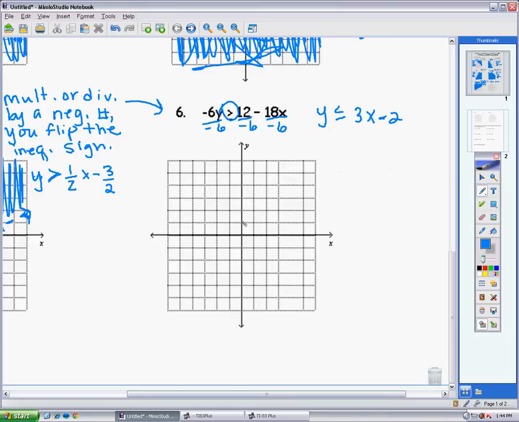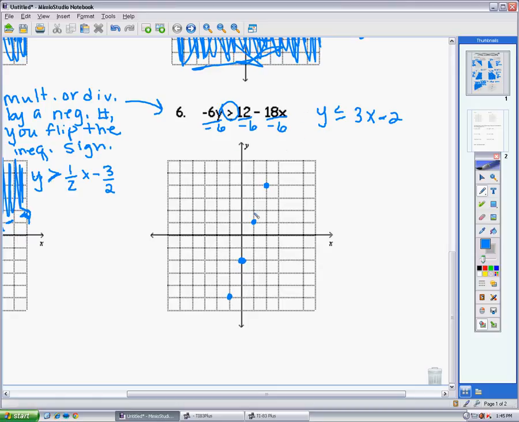So I'm going to start to graph that. I'm going to go up to 2. Oh, not up to 2. Actually, I need to go down to -2. Got to watch those signs. And I'm going to go up 3 to the right 1. Up 3 to the right 1. And I'm going to reverse the order, going down 3 to the left 1.